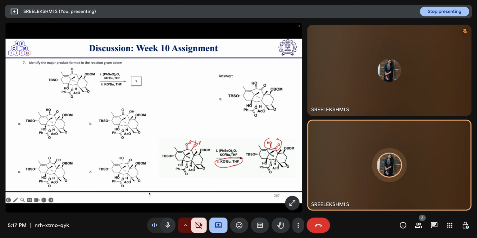So here what will happen, this alpha hydroxyl group will be formed in the first step at this position, and then in the presence of potassium tertiary butoxide, this ketone will get converted into a hydroxy group, and this hydroxy group will become a ketone, like a keto enol tautomerism, a kind of tautomerism we can say. So the correct answer here is option A.